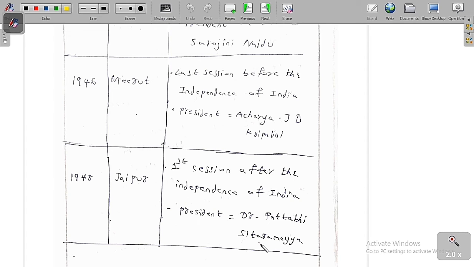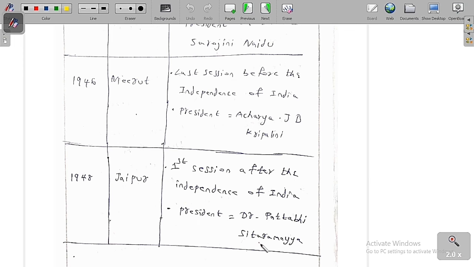In the year 1946, it was held in Meerut, and it is the last session before the independence of India, and the president was Acharya J.B. Kripalani. And in the year 1948, it was held in Jaipur, and it is the first session after the independence of India, and the president was Dr. Pattabhi Sitaramaiah.